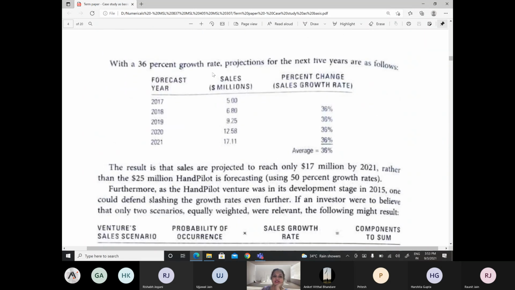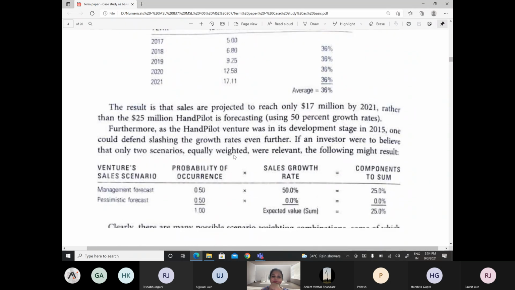So with a 36% growth rate, the projections for the next 5 years would be as follows. From 5, you will move to 6.8 million. From there, you will move to 9.25 million. From there, you'll move to 12.58, and from there, you'll move to 17.11. So instead of the 25 million that the previous projection was showing, by this revised projection, you will only be making 17.11 million after 5 years.